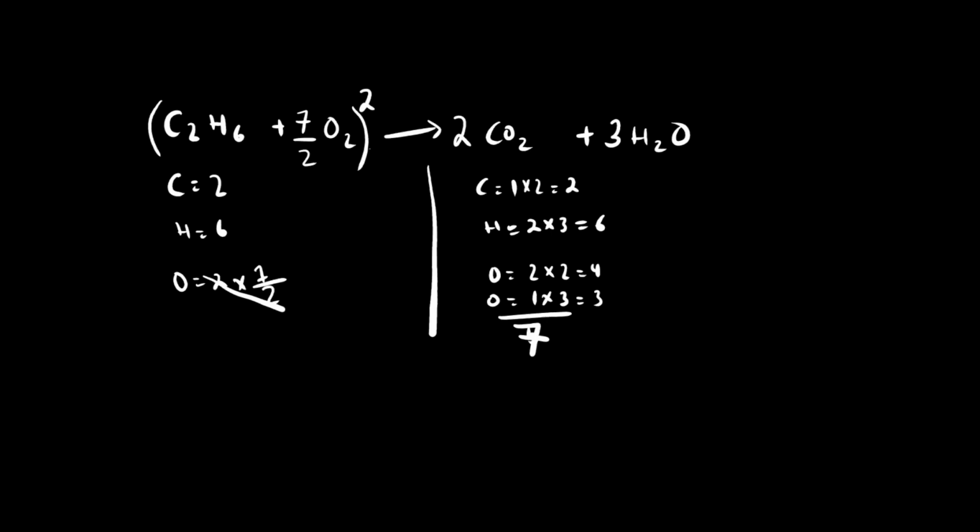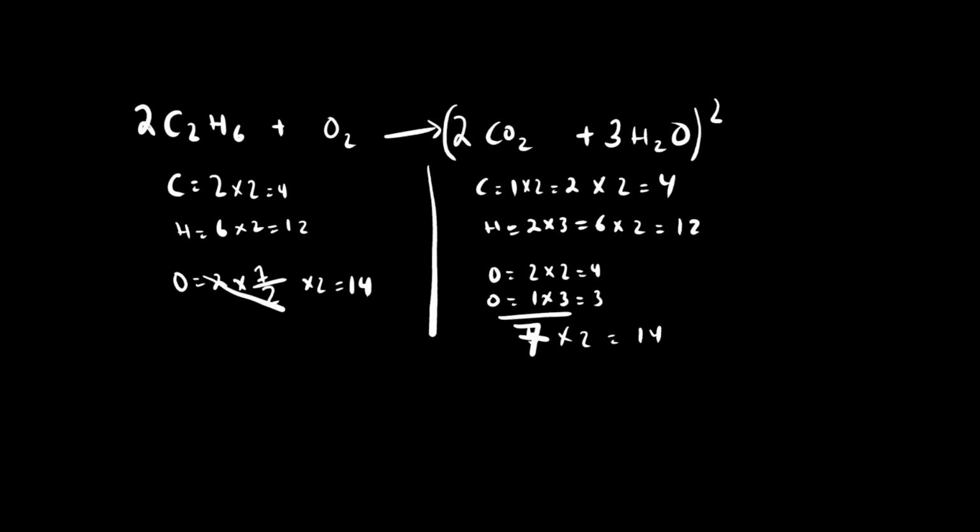And remember, it's an equation, so what you do to one side you have to do to the other. So we're going to multiply the other side by 2 as well. We're going to have 2 in front of the ethane, 7 in front of the oxygen, and for the right hand side we're going to have 4 in front of the carbon dioxide and 6 in front of the water. And so now our equation is balanced.